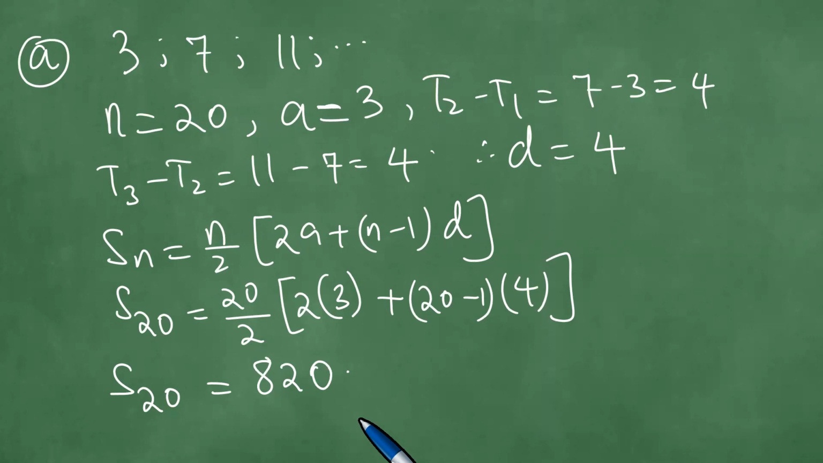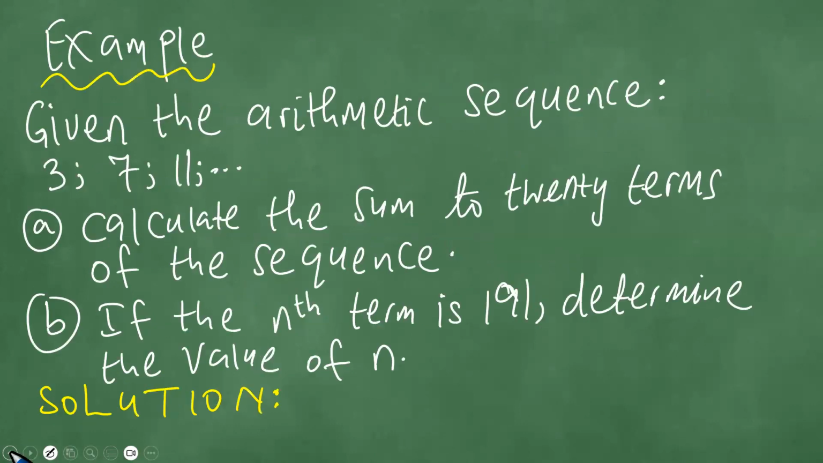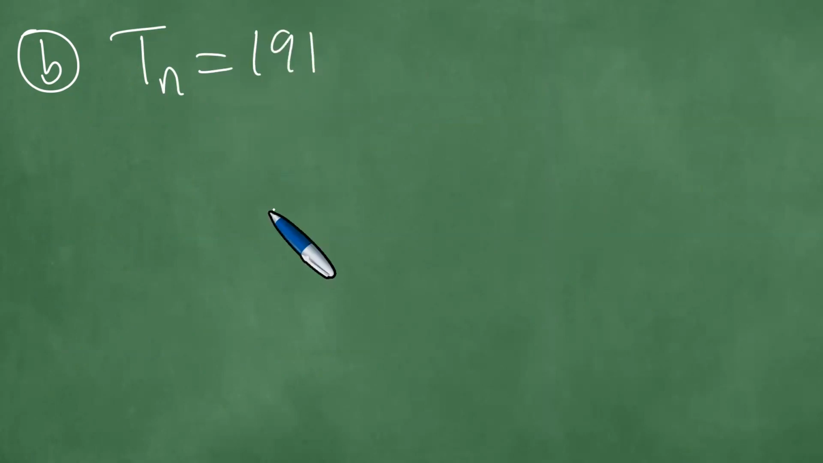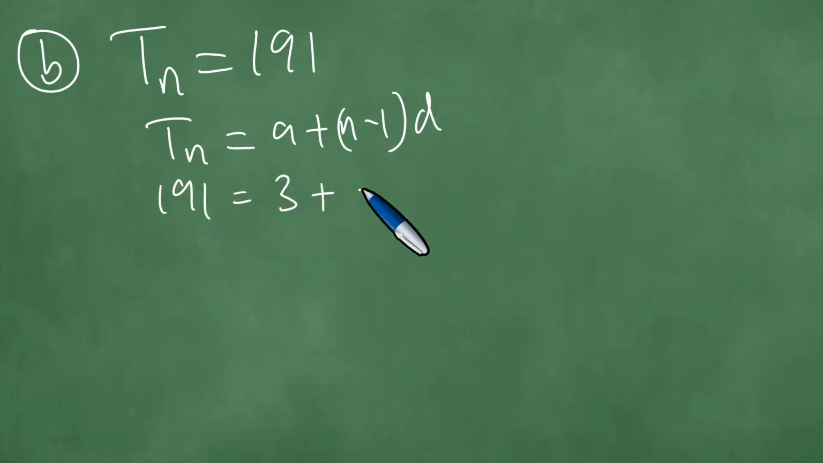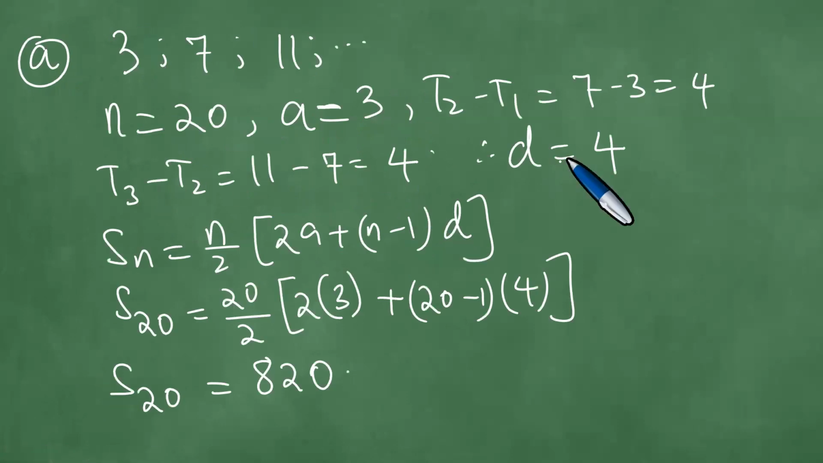Okay, so we continue. There's part B of the question. Part A was calculate the sum to 20 terms, and we found the sum. Part B: if the nth term is 191, determine the value of n. Here in B, they gave us the nth term. The nth term is 191. We know the formula for Tn, which means Tn is 191. What is the first term? 3. The common difference is what? 4.